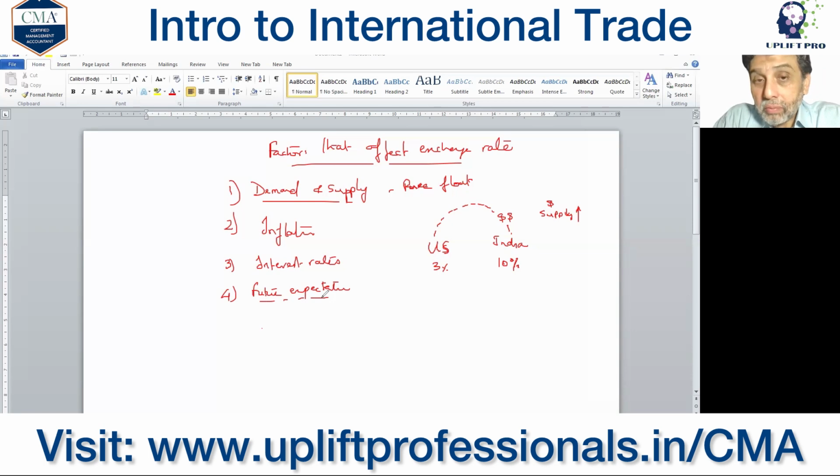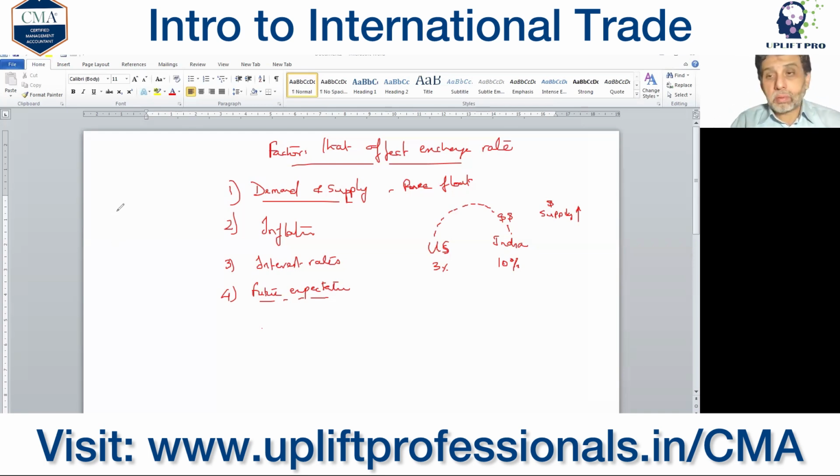So when the future expectation is that the euro will go up in price and they start purchasing, the demand for it increases, and that currency, the euro, for example, would appreciate against the local currency. Okay. Got it.